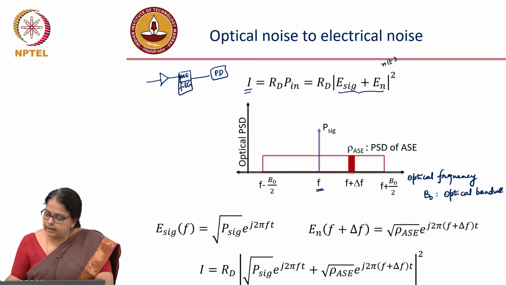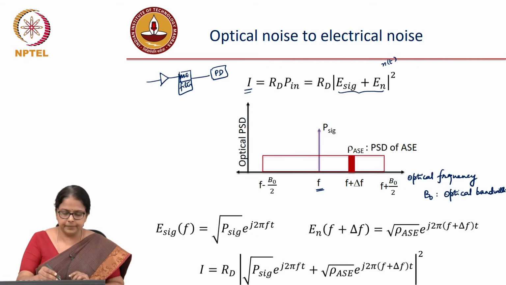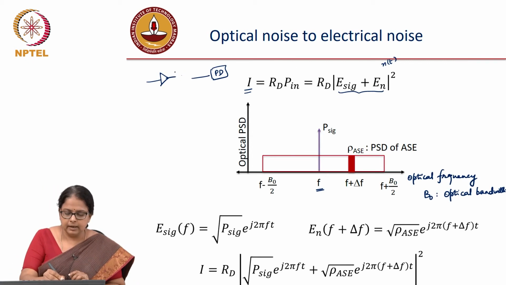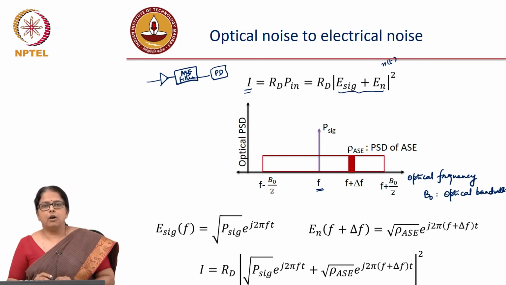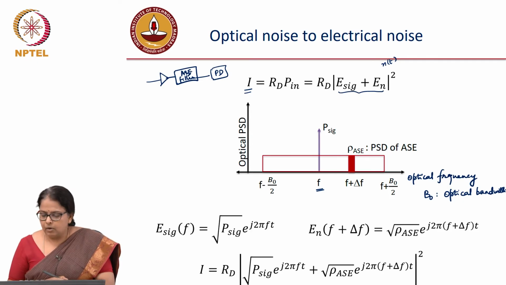Now what is this optical bandwidth? It is the bandwidth of the filter. We put an ASE filter at the output of my EDFA, so the optical bandwidth of that ASE filter is what we are representing as B_O. Now, the signal is centered at frequency f. Around the signal, for a bandwidth of B_O, you have the amplified spontaneous emission.